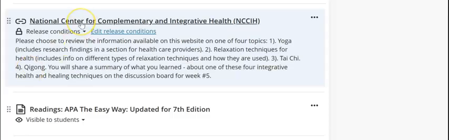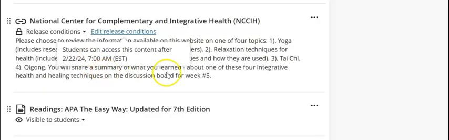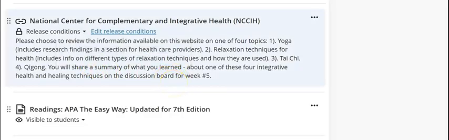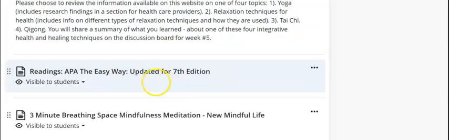And when you click on it, you're going to read the information about that therapy type. And you're going to need to do that for the discussion board. We'll get to the discussion board in a minute. Everything builds, right? And now we're using the APA, the Easy Way book.